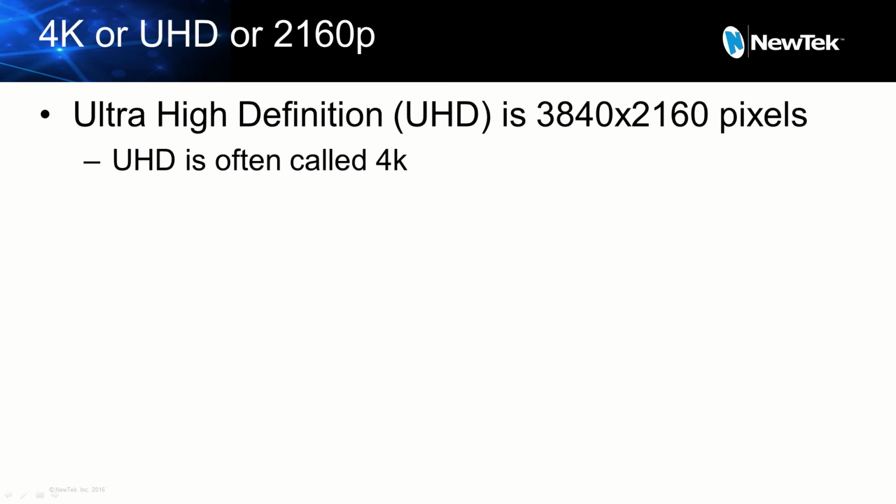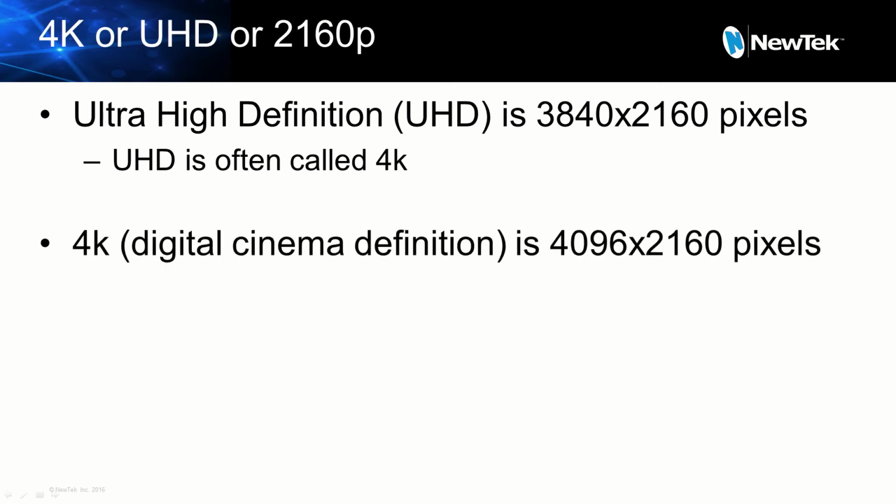So the first thing is, let's get a little bit of definition out of the way here. So 4K versus UHD versus 2160p. What does this mean? What is the proper terminology? So ultra high definition UHD, that is 3840 by 2160 pixels. All right, it's often called 4K, but it's technically called UHD. This is the format that TriCaster TC1 and IP series works in. All right, so when we're talking about 4K in our products, this is the 4K we are talking about.